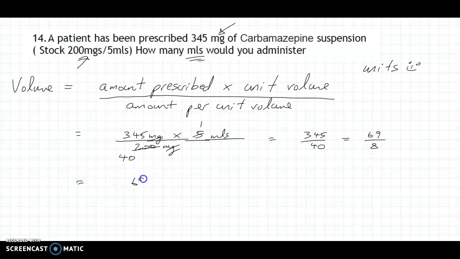So we have 69.00. We divide that by 8. 8 into 6 doesn't go. 8 into 69. 8 8s are 64. So it goes 8 times and 5 remaining. Bring down a decimal point now. 8 into 50. 6 8s are 48. So it goes in 6 times and 2 over.